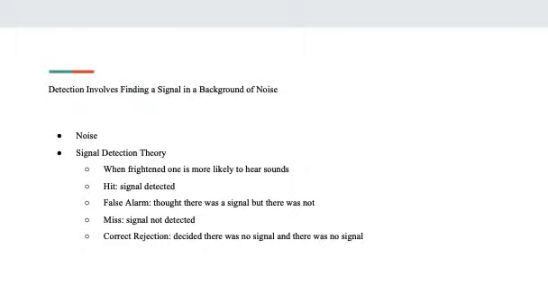Detection involves finding a signal in a background of noise. Noise, the firing of a sensory cell without a stimulus or to an irrelevant stimulus. Signal detection theory, a way to measure how well a real stimulus or a signal is detected in the midst of irrelevant stimuli. Noise: when frightened, one is more likely to hear sounds. Hit, signal detected. False alarm, thought there was a signal but there was not. Miss, signal not detected. Correct rejection, decided there was no signal when there was no signal.